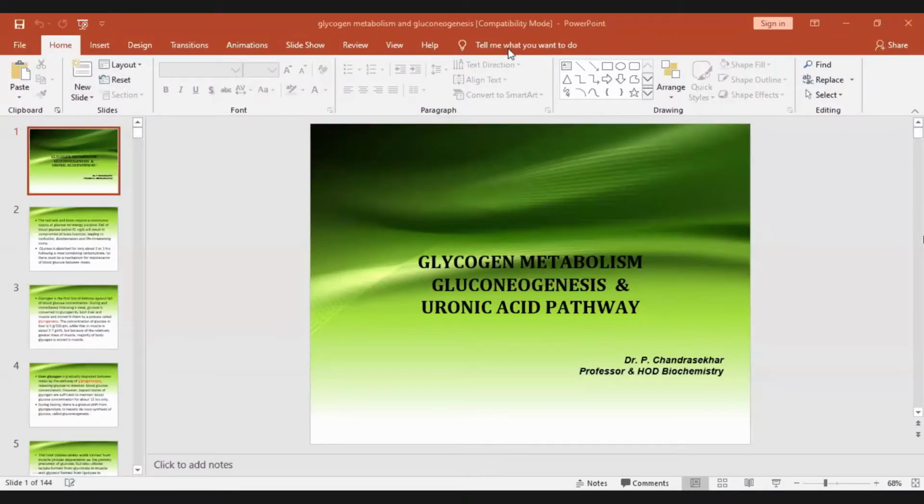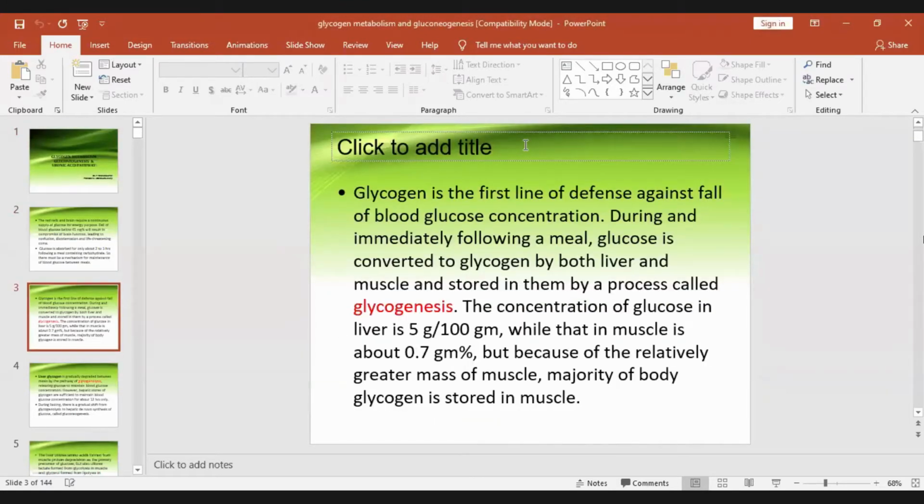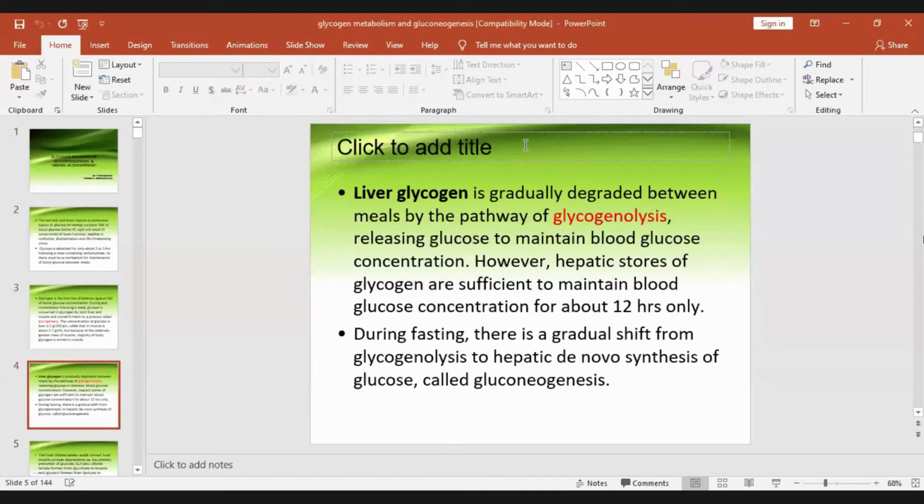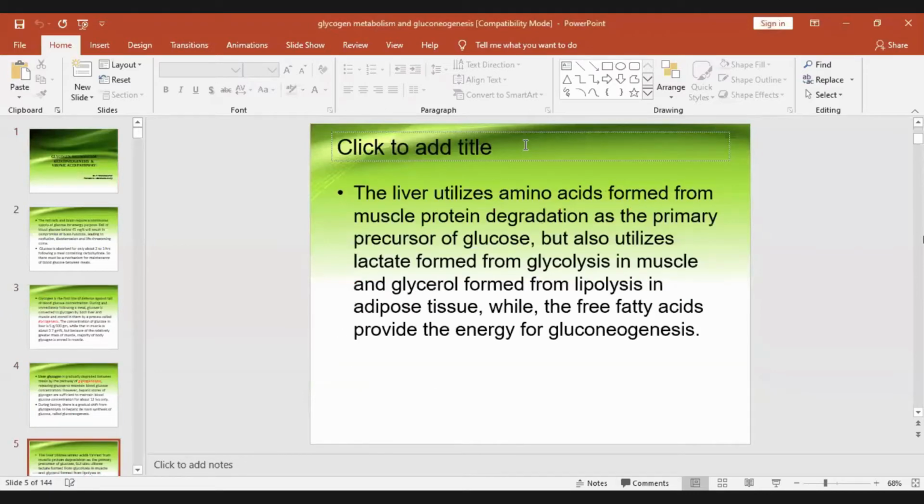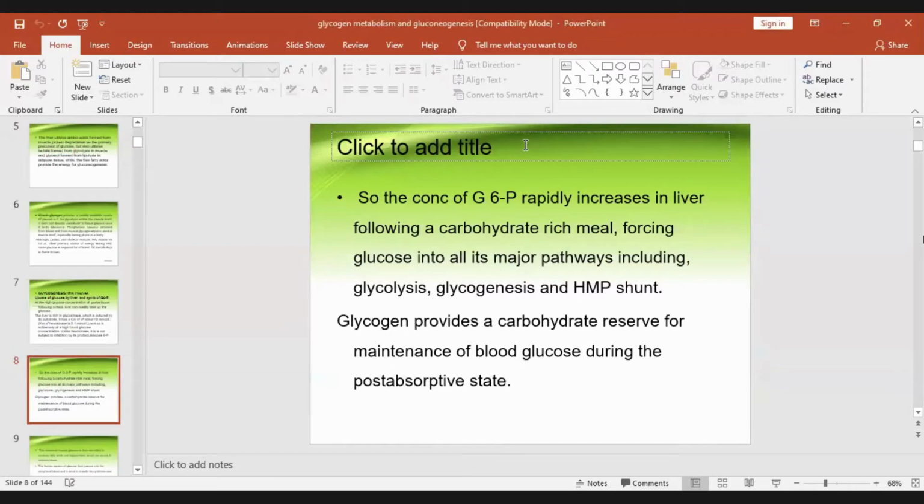Good morning. So you learned about glycogenolysis and glycogenesis. What is glycogenolysis? Breakdown of glycogen to form glucose. Why should glycogen be formed and why should it be broken down? You've seen that glucose following a meal is stored as glycogen for use in between the meals. You learned that for 2 to 3 hours after the food, glucose is available by absorption. After that, glucose will not be available.